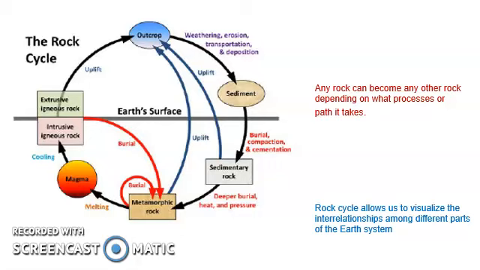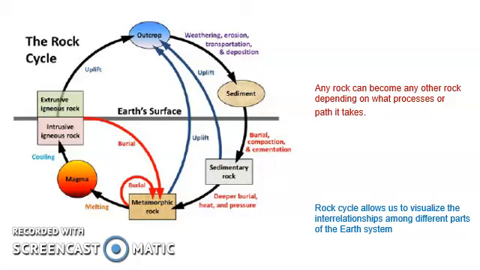In the rock cycle, any rock can become any other rock, depending on what processes or path it takes. Igneous and metamorphic rocks may weather and form sediments that are deposited and lithified, then later on become a sedimentary rock. The flow of magma through pre-existing igneous or sedimentary rock gives rise to metamorphic rock.